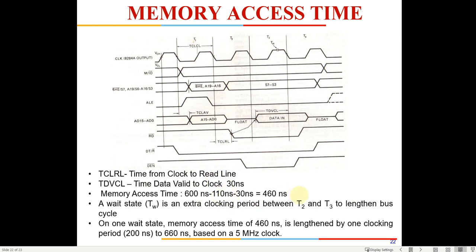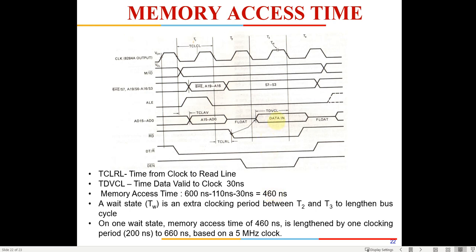Is it clear to all of you? So why do we add another clock cycle? What is the purpose of it? We saw this is the restriction which comes. The memory is given only this much time, and from the start of the read clock cycle, the memory has to put the data onto the data bus within 460 nanoseconds, right?